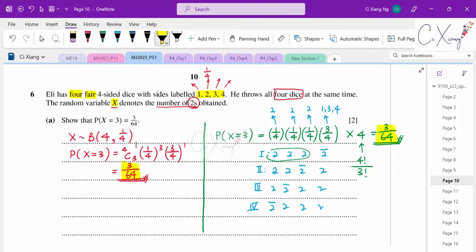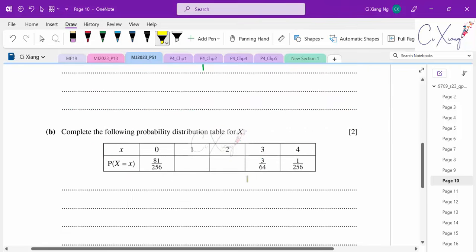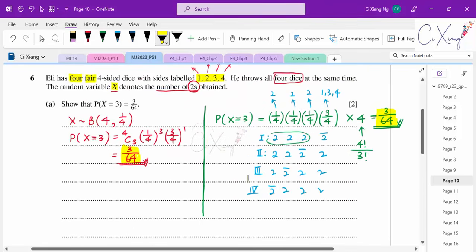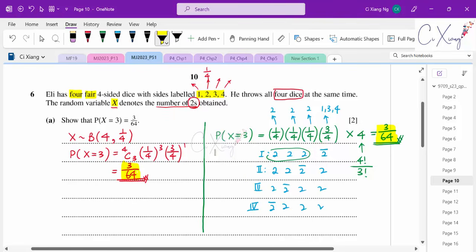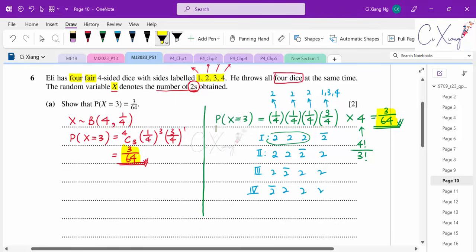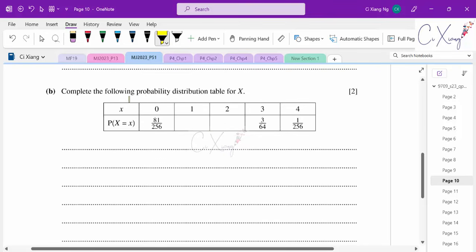For this first part, generally you have to make sure that the method you are using is the correct method, so that you can use the same idea or concept in the next few parts of the same question. Okay, so this is how we solve part A. Now let's proceed to part B. They want us to complete the following distribution table for x.